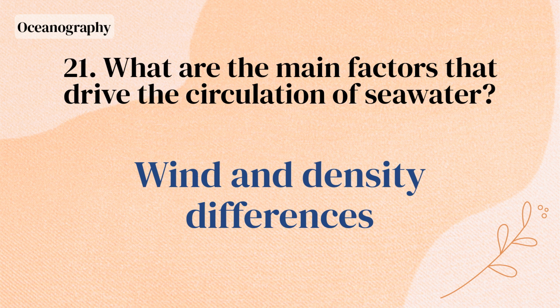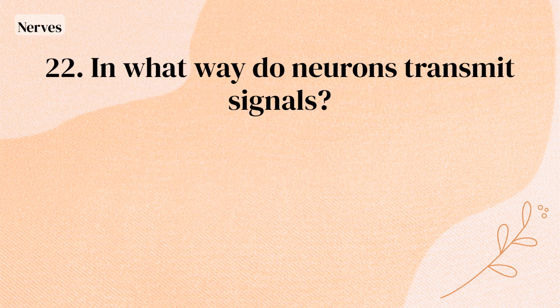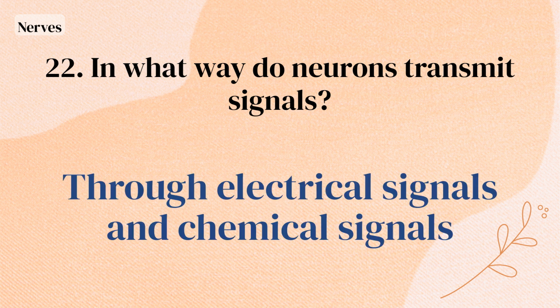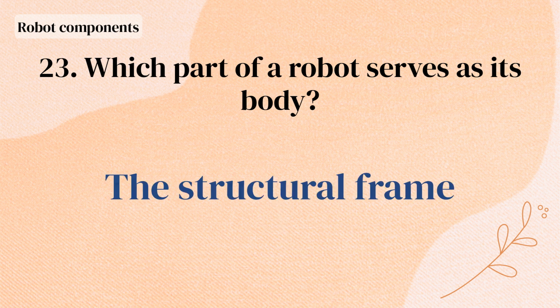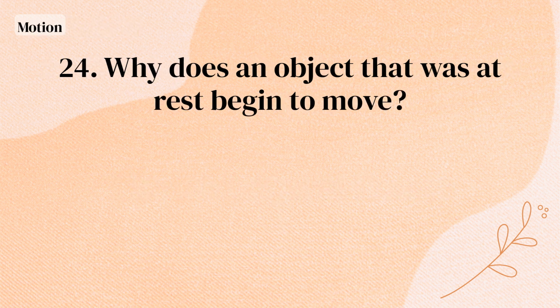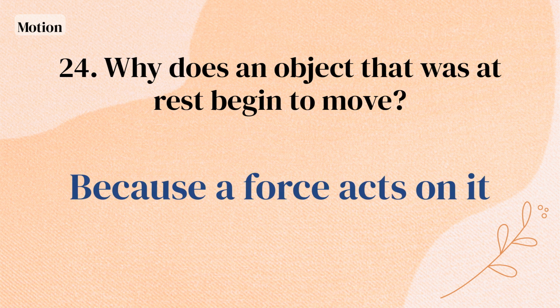Wind and density differences. In what way do neurons transmit signals? Through electrical signals and chemical signals. Which part of a robot serves as its body? The structural frame. Why does an object that was at rest begin to move? Because a force acts on it.